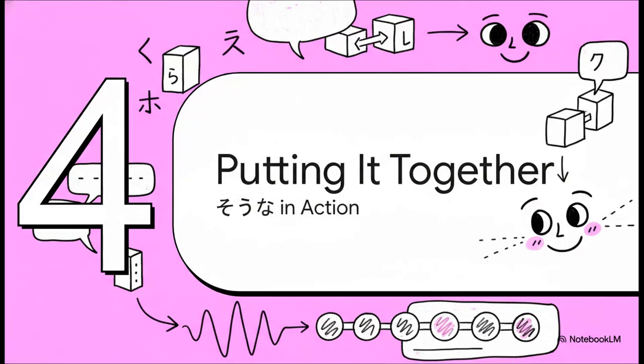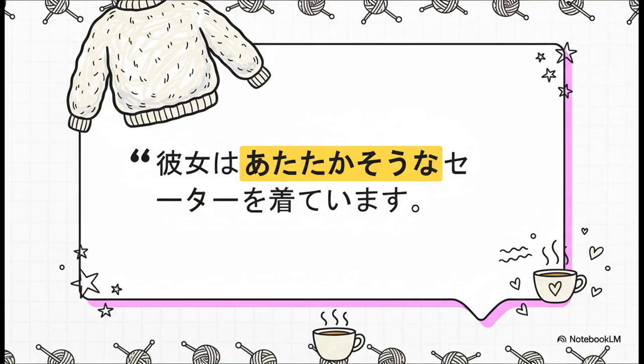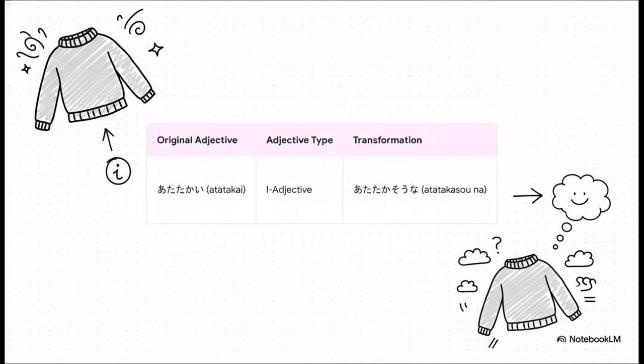All right, so we've got the building blocks down. Now let's see how they actually fit into natural, complete sentences. This is where the grammar really starts to come alive. Here's our first full example. Imagine you see someone and they're wearing this really thick, cozy woolen sweater. Now you don't know for a fact that it's warm, but it sure looks like it, right? This is the perfect time to say, 彼女は暖かそうなセーターを着ています。 So let's just break that down real quick. The original word was atatakai, an i-adjective. We just followed our rule, we dropped that final i, and we added sou na to perfectly describe the sweater. It's simple, it's effective, and it's so descriptive.